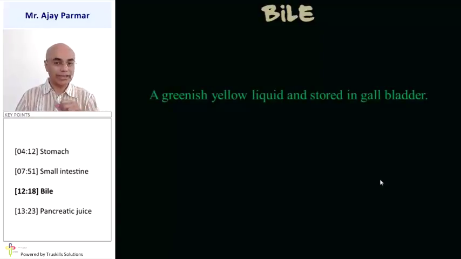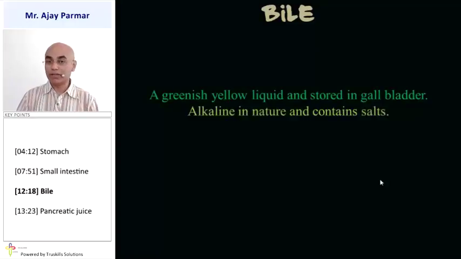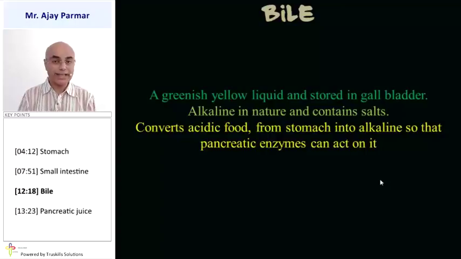Bile. It's a greenish yellow liquid which is stored in the gallbladder, and is obviously secreted from the liver. It is alkaline in nature, that means basic, not acidic, and contains a large number of salts. It converts acidic food from the stomach. In the stomach, due to secretion of dilute hydrochloric acid, food got converted into acidic form, because that was necessary for the action of pepsin. Whereas the same food now has to be converted into alkaline form, and that is why bile is necessary.